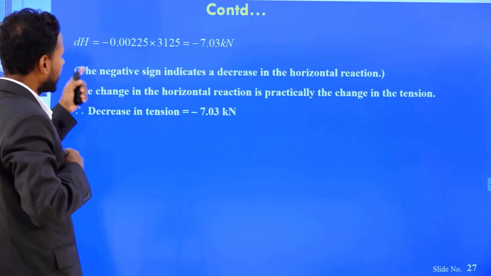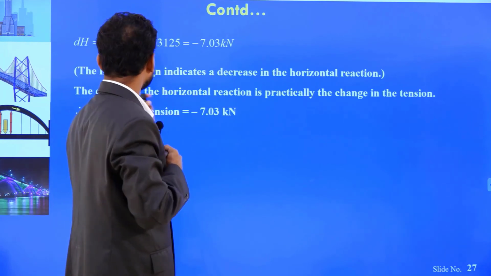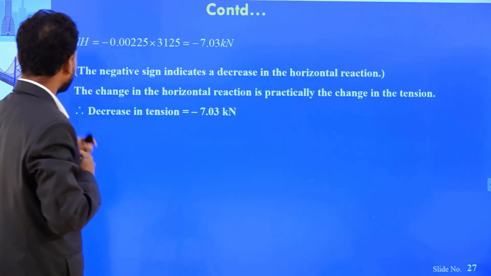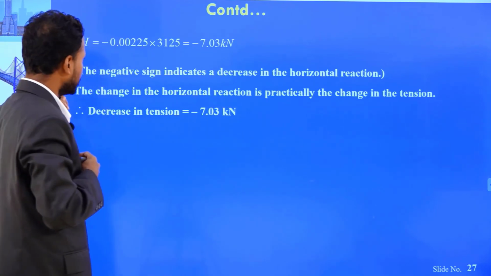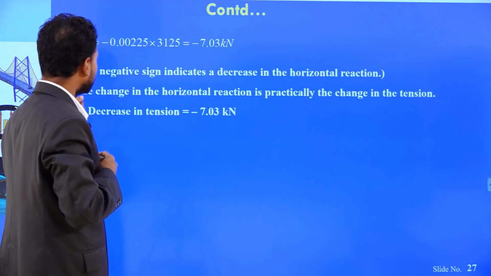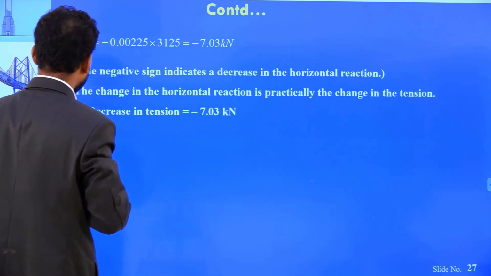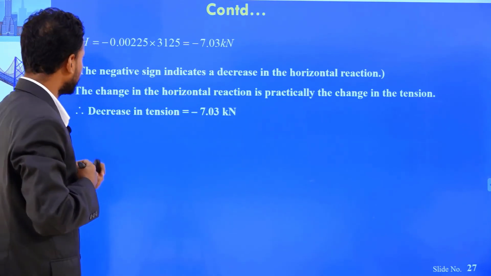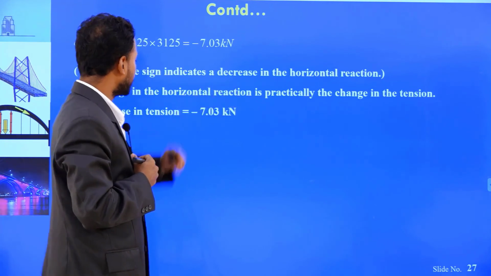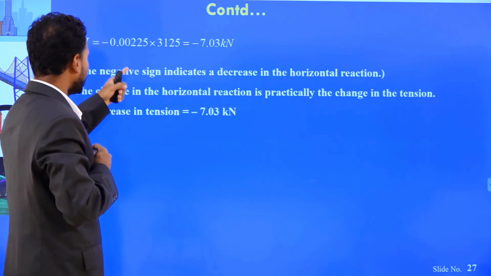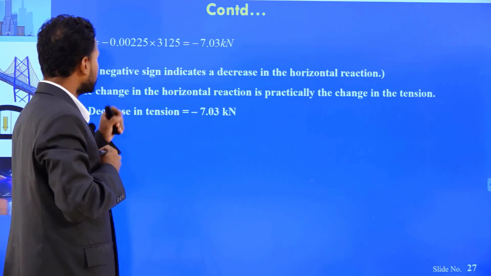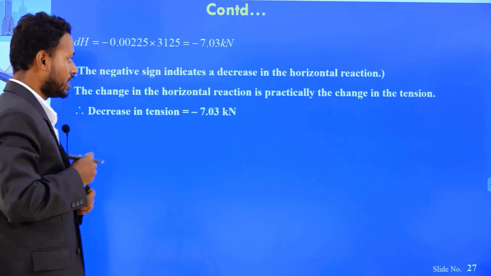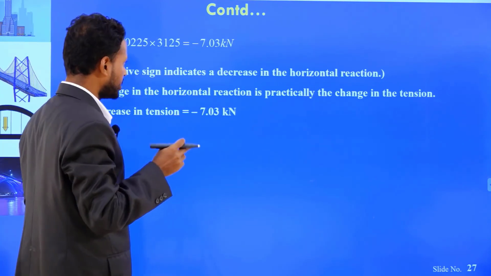As this is negative, the negative sign indicates a decrease in horizontal reaction. That means if the temperature rises, the horizontal reaction will decrease. It is inversely proportional. The temperature and horizontal reaction are inversely proportional. That's why as the temperature is increasing, the horizontal reaction is decreasing. This negative symbol indicates only this. The change in horizontal reaction is practically the change in tension. So as the horizontal reaction is changing, the tension will also change.